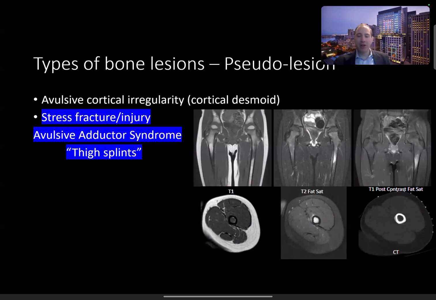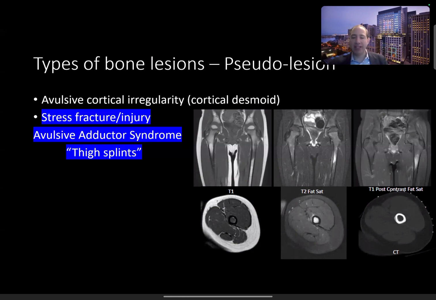This is an important pseudolesion to know about. It is known as avulsive adductor syndrome, or thigh splints. Remember that the adductor magnus muscle has a very broad and large attachment onto the medial femur. In children that are doing a lot of physical activity, you can get a stress reaction or even a stress fracture of that proximal femoral diaphysis. The problem is that as radiologists, we don't like to see unexplained signal in the diaphysis in pediatrics because we get concerned for Ewing sarcoma. And unfortunately, that is what this was called on the outside.